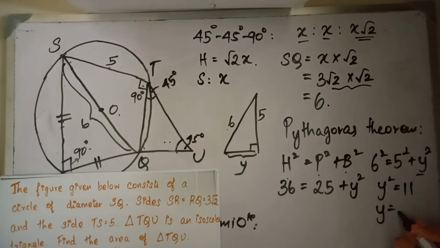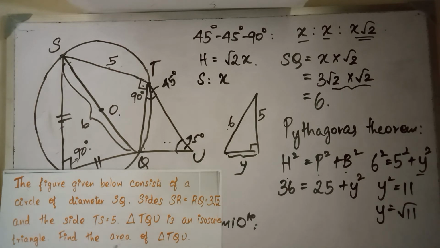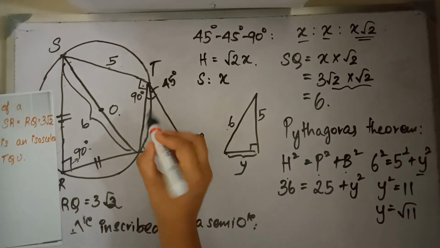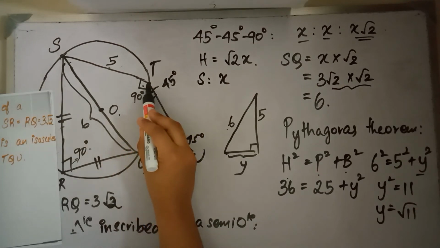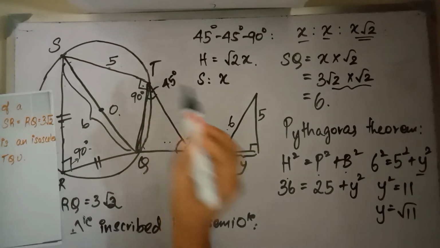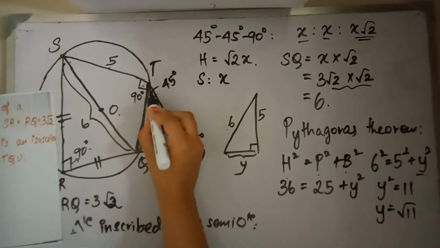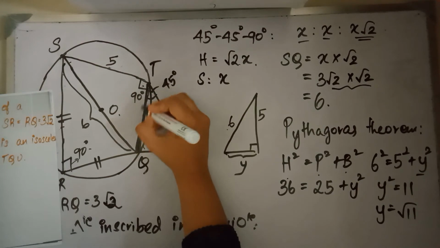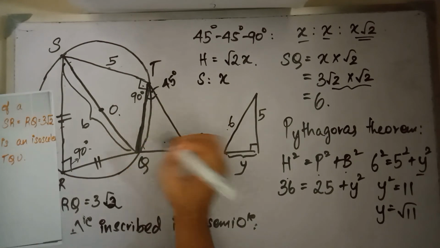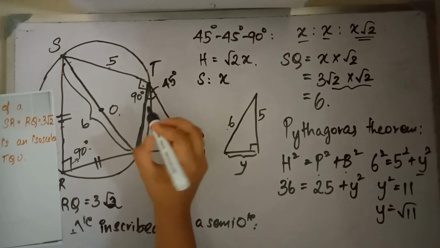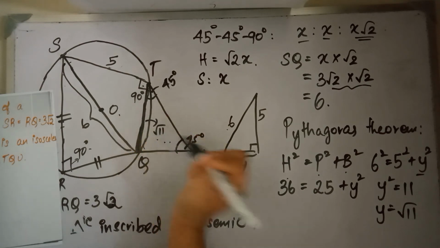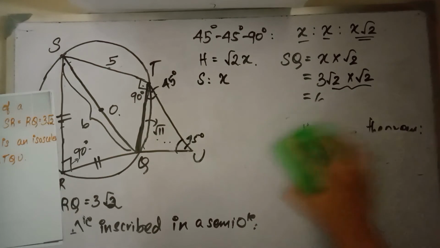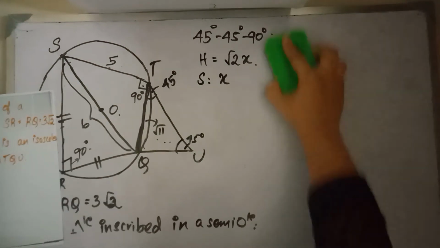Okay. So y square is 11. Then y will be root 11. So now we have found out y. And where is y in this figure? Y is this part, TQ. TQ is y. I'm sorry if it's messy, but I just want to highlight in the diagram where TQ is. So it's one side of this isosceles triangle, and this is equal to root 11. Now that we have found out this information, we can find the area of the isosceles triangle easily.